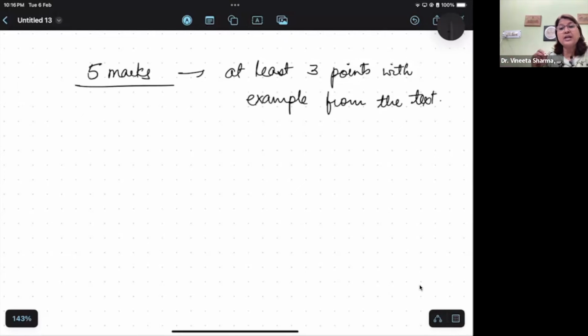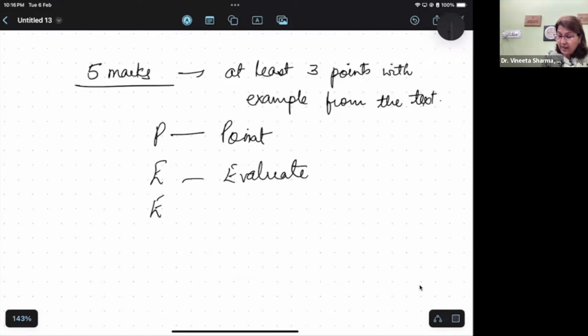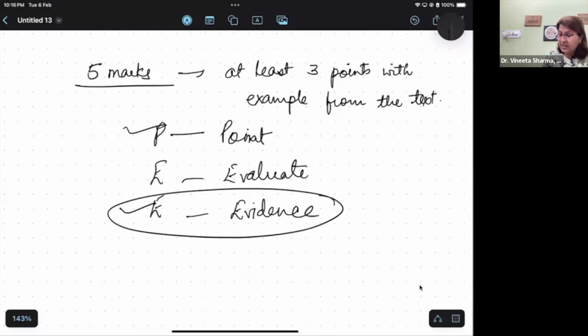From this, we get an idea that at least 3 points are supposed to be given. But whatever points you give, please understand this technique you need to follow. It is always point, then you need to evaluate that point, and then you need to give an evidence. So in a 5 marks question, it can be point and evidence. Evidence can also be an example from the text to substantiate the argument or the point that you are giving.